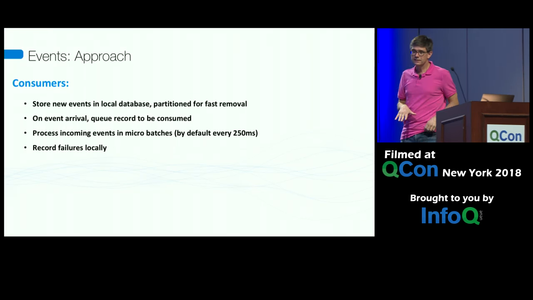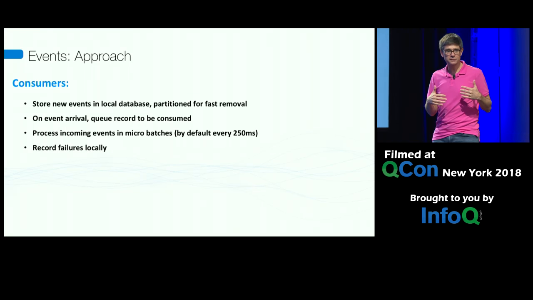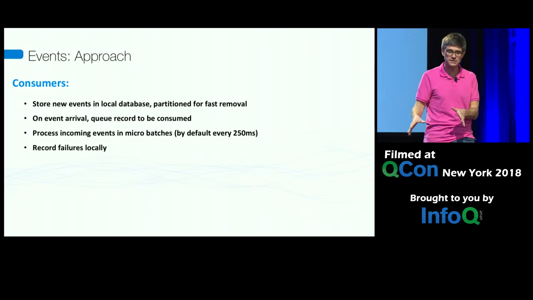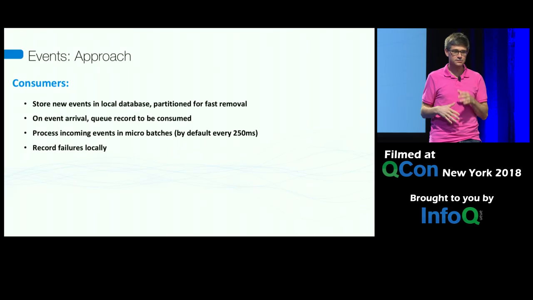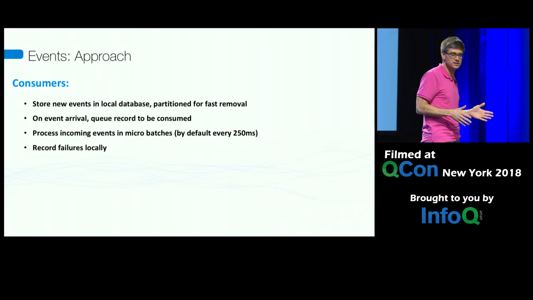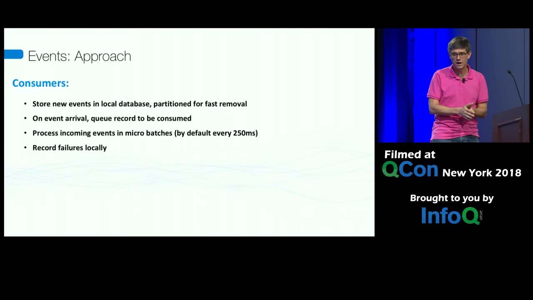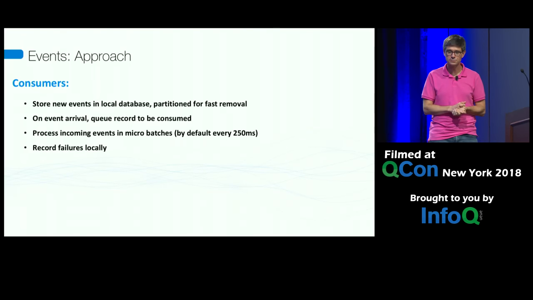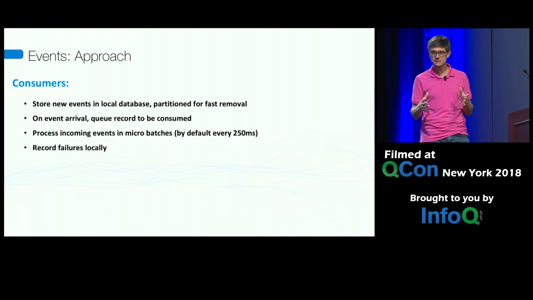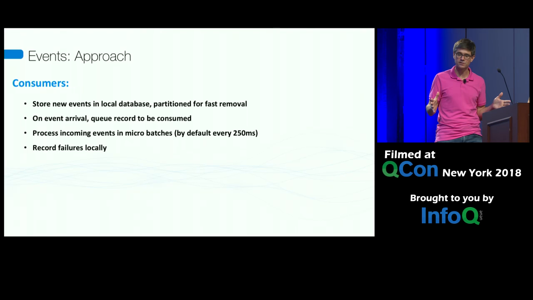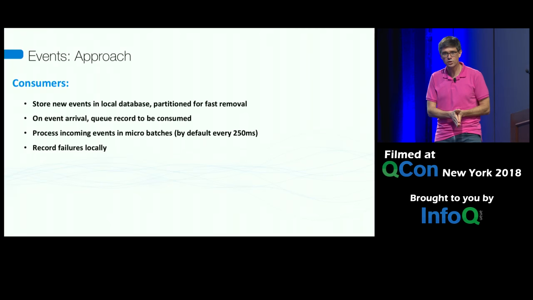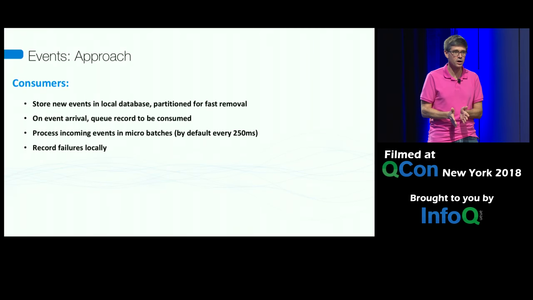On the consumer side, consumers read off of Kinesis and get a batch of records. They insert them into their local database, basically temporary storage, which is partitioned for fast removal. On event arrival, we queue that there is an event to be consumed and send a message to an actor that something new has come in. We do this in micro batches, by default every 250 milliseconds. We grab a batch of all the new events and then process them in the app. Any failures are recorded locally and published to a monitoring system.